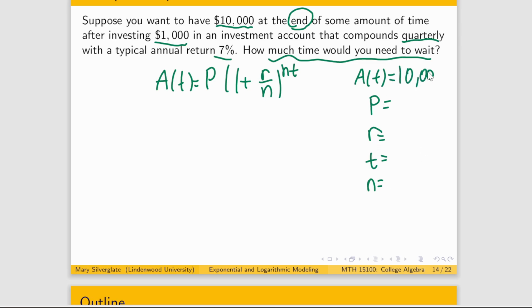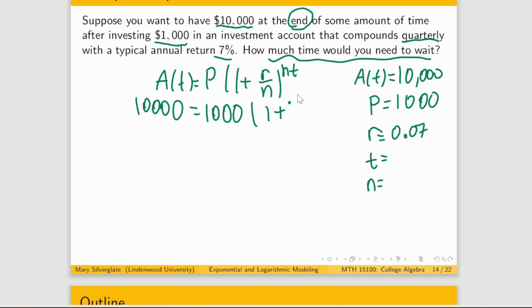So we have $10,000 at the end. We start with a principal of $1,000. We have 1 plus, we have a typical annual return of 7%. We don't know the amount of time, so that's going to stay as a t, and it compounds quarterly, so 4 times per year. And now we can solve for how much time we would need to wait in this situation.